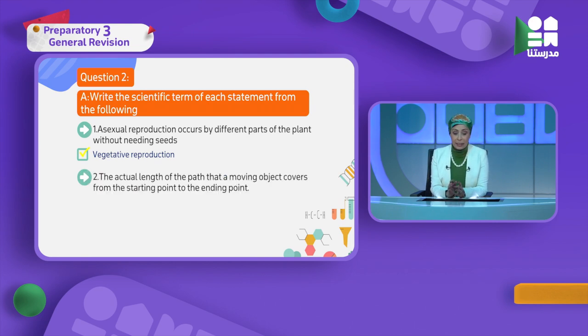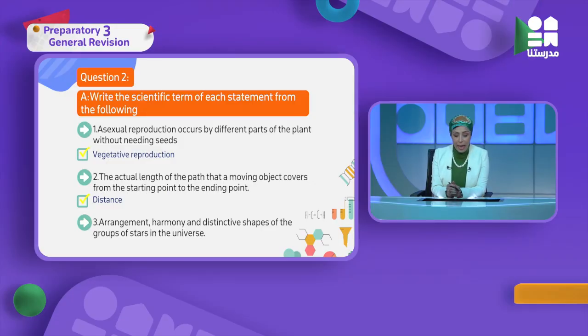The actual length of the path that a moving object covered from the starting point to the ending point. I have a keyword here: actual length from starting point to ending point. The answer is the distance. Since it doesn't mention direction, it means the actual length measured while moving from the starting point to the ending point, so here the answer is the distance.